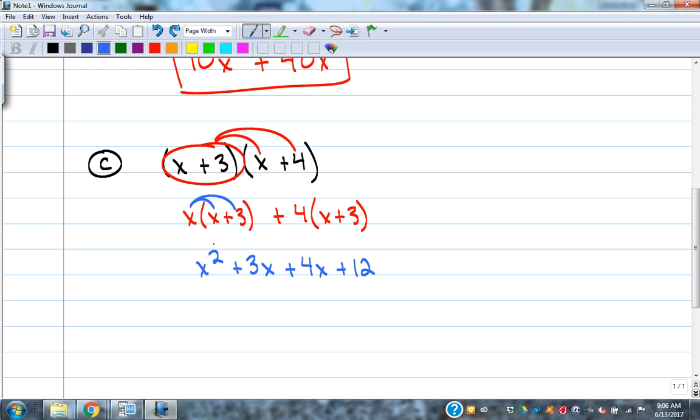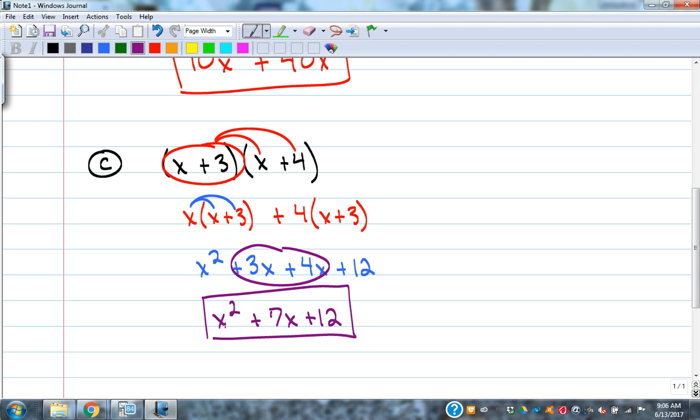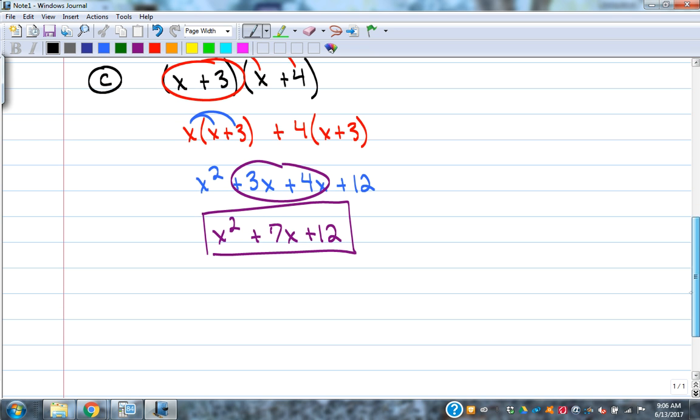So here, once we've distributed, x times x is x squared, x times 3 is 3x, and then here we're distributing a positive 4 times x is 4x, positive 4 times 3 is positive 12. Then right there in the middle, we've got some like terms. We want to put those together. That would be the simplifying portion of today's lesson. And there you end up with a trinomial at the end. Always looking to put the like terms together if you can, if they exist.